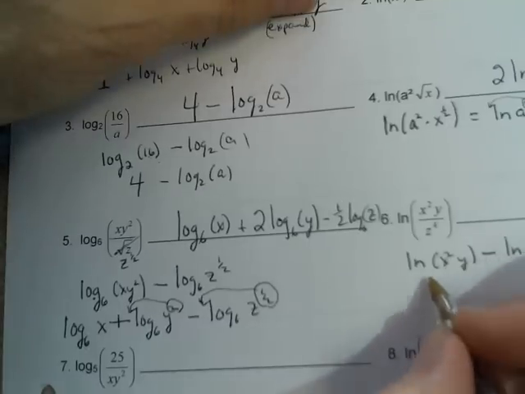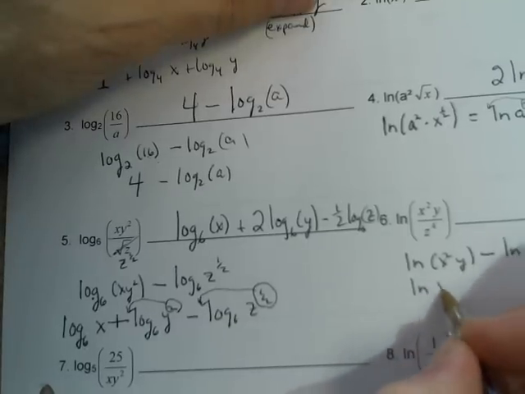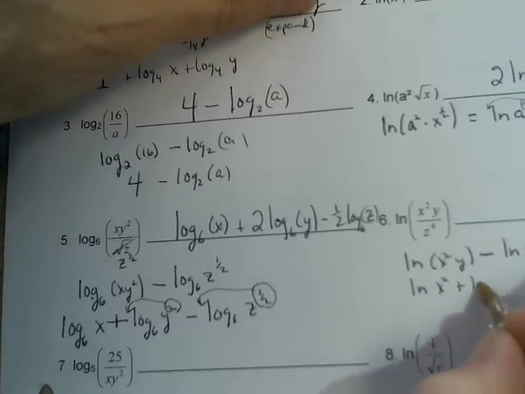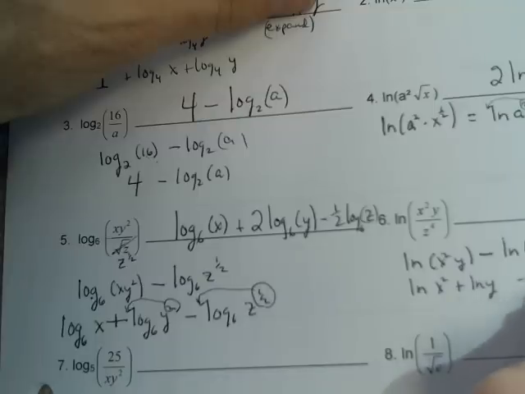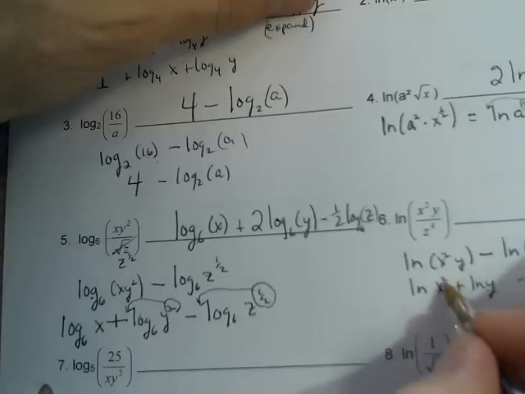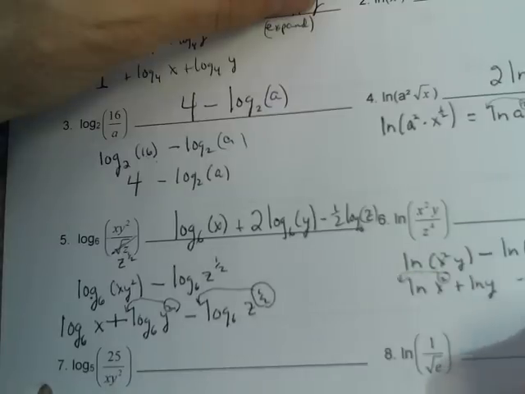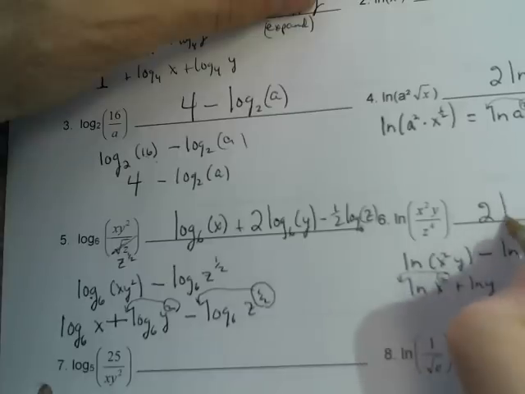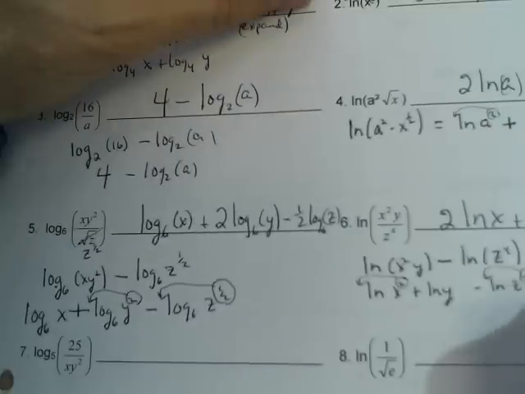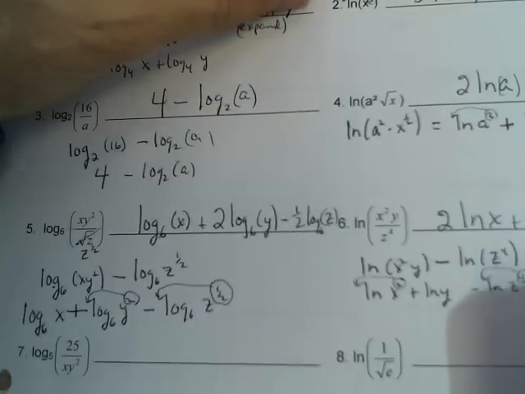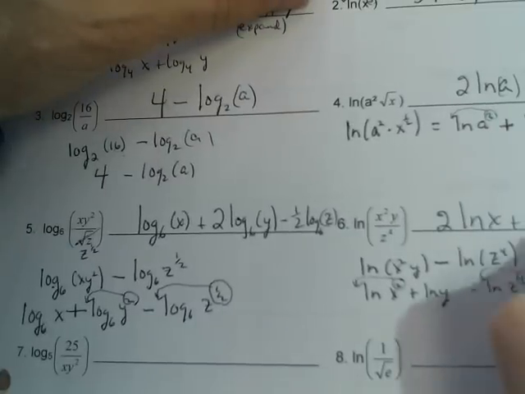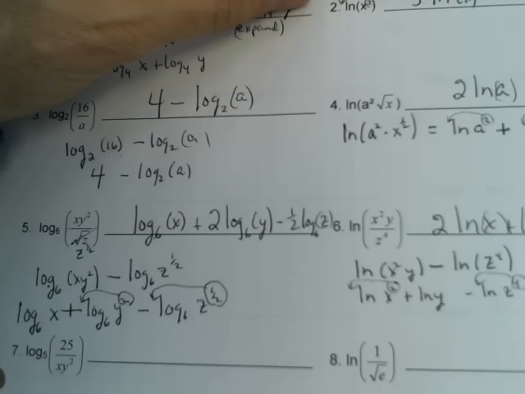The next thing we're going to use is the product rule. So this is the natural log of x squared plus the natural log of y, and then subtract out the natural log of z to the 4th. And then the last step we're going to take is we're going to bring that 2 out in front. We're going to bring that 4 out in front. And our final answer is 2 times the natural log of x plus the natural log of y minus 4 times the natural log of z. You can put parentheses around these arguments if you want.